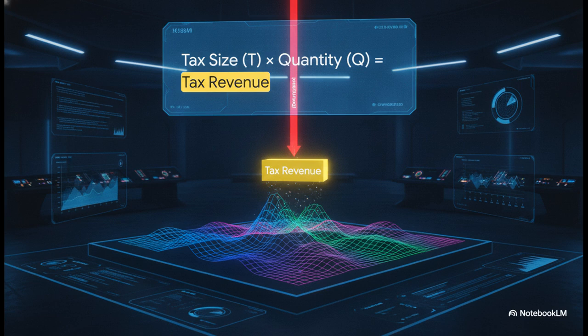The government extracts this middle chunk to fund public services, things we all rely on, like roads, police, and public education. In our model, the government calculates its revenue by multiplying the size of the tax, which we'll call T, by the quantity of goods sold, which is Q. This creates a solid block of revenue extracted right out of the middle of the market's activity.